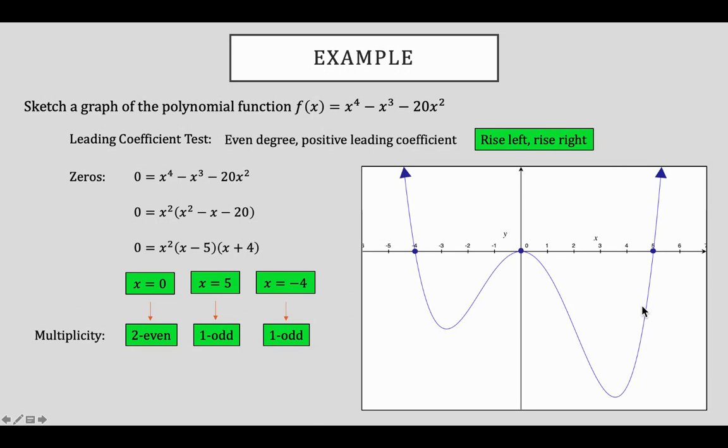All right, and so here we have the sketch of f of x equals x to the fourth minus x cubed minus 20x squared. Now, you're probably wondering, how do I know how far down this graph is going to go? Well, to be honest with you, in this class, you don't. All right, so if your sketch doesn't look exactly the same as this, maybe yours looks more like a W, that is perfectly acceptable.